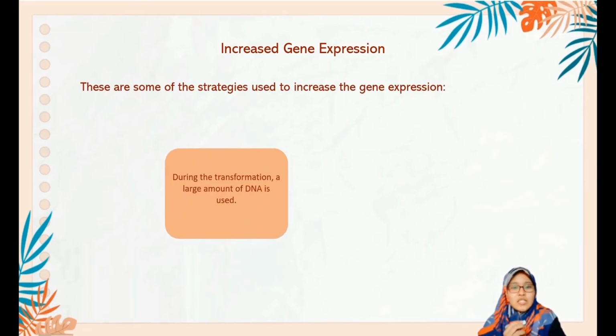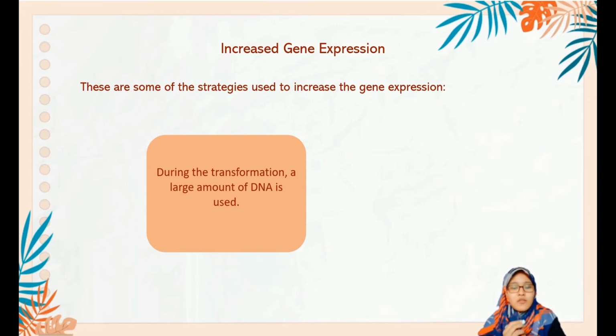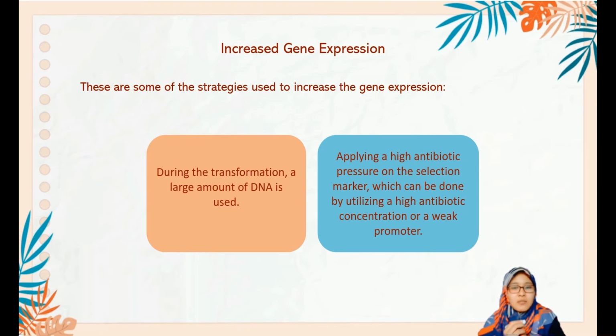Next are the possible strategies that can be used in order to increase gene expression. First, during transformation, use a large amount of DNA. Other than that, apply a high antibiotic pressure on the selection marker. This can be done by utilizing a high concentration of antibiotic or a weak promoter.